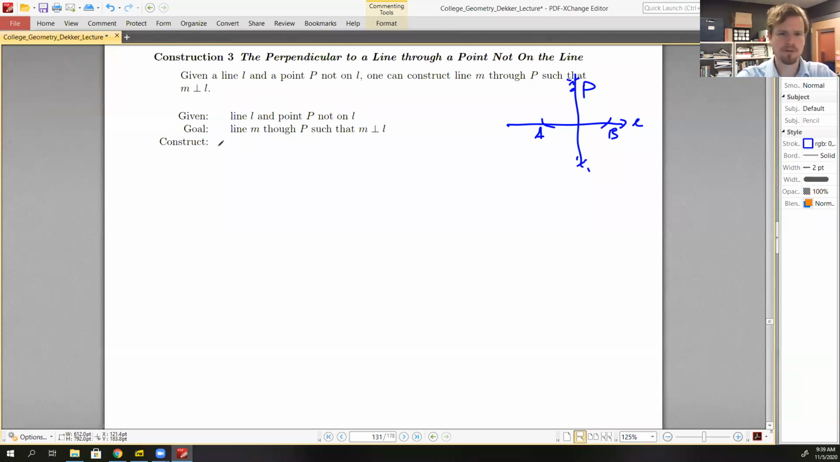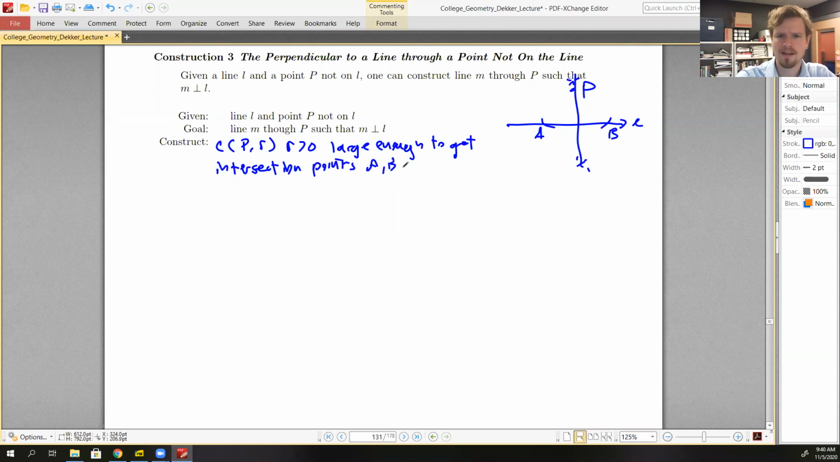So again, in order to do that, we're first going to construct a circle centered at P with radius R. And that radius, of course, should be greater than 0, but it should also be large enough to get intersection points A and B. So we construct this so that we can identify the intersection points A and B. So those are what we want to construct. And then, of course, we want to construct the line M, which is the perpendicular bisector.